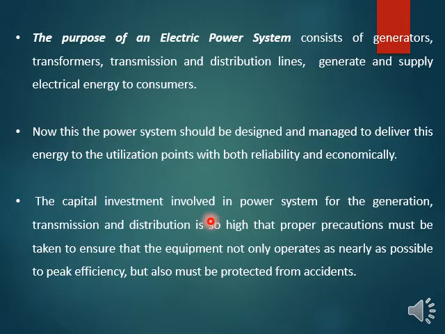So the objective of power system protection is to isolate a faulty section of an electrical power system from the rest of the live system, so that the rest of the system can function satisfactorily without any severe damage due to fault current.